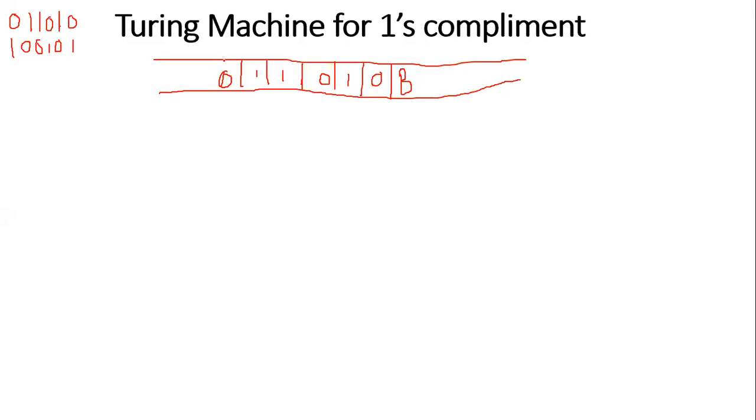So now let's see how to construct a Turing machine for the ones complement. It is a simple and straightforward approach. In ones complement, if this is the given binary string, you have to convert this binary string into its ones complement. Converting into ones complement is straightforward. You have to flip the bits. Zeros should be converted to ones and ones should be converted to zeros.